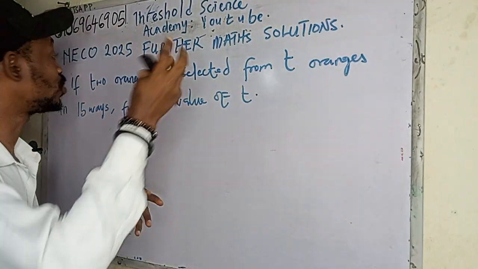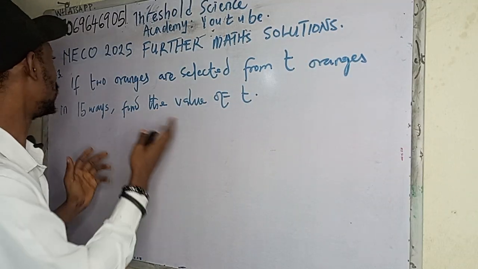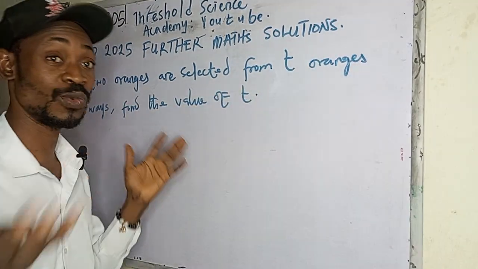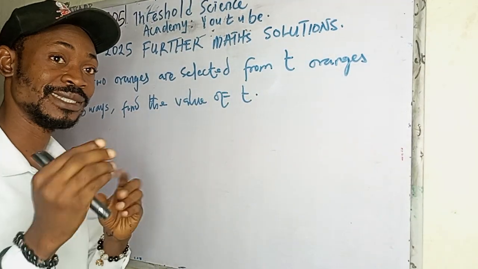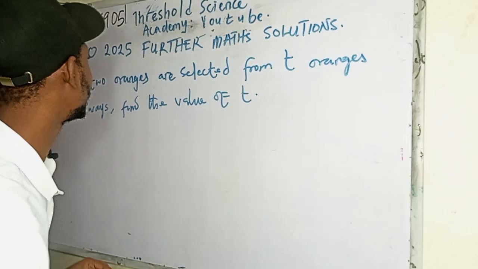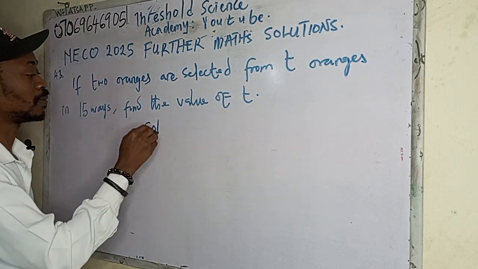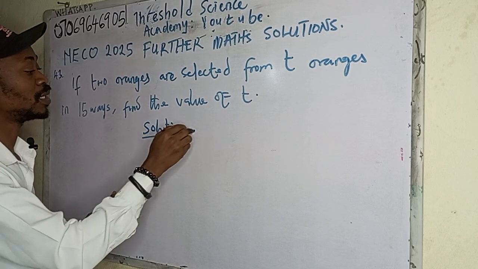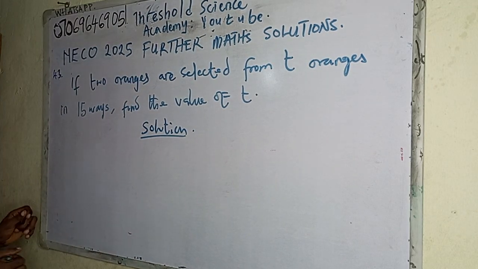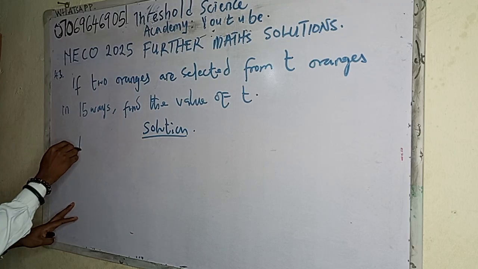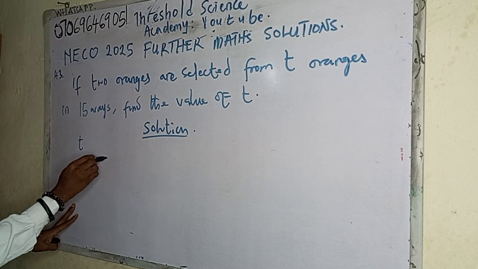But here we can just pick two oranges anyhow from a number of oranges in as many ways as possible without minding how the order goes. Okay, so that's talking about combination. So it's combination. Of course, we are selecting two oranges from T oranges. That's going to be T combination 2. And they said the answer is what?